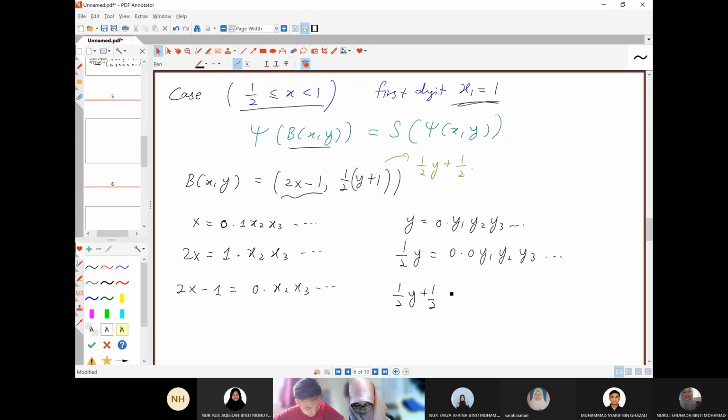Okay. Now we plus with half. Apa maksud plus ni kat sini? Plus ni maksudnya kita tambah lagi the first digit. Sebab the first digit is 1. So kita akan dapat 0.1, y1, y2, y3. Is that okay?